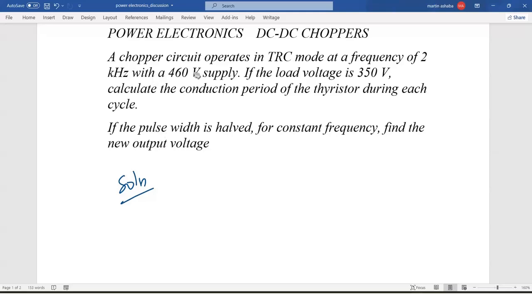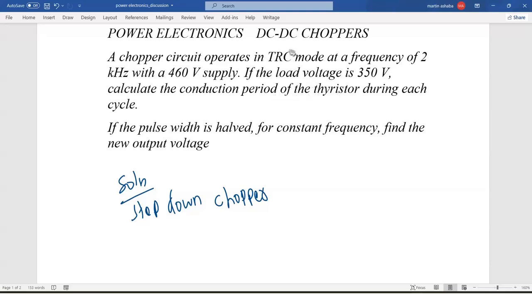So we are looking at a DC converter, which is called a chopper. And the chopper that we're talking about here chops the 460 volts supply to a 350 volt supply. So this is a step down chopper. A step down chopper will have a particular formula for calculating the output voltage, and a step up chopper also has a given formula. Now we are told that we are to calculate the conduction period of the thyristor.